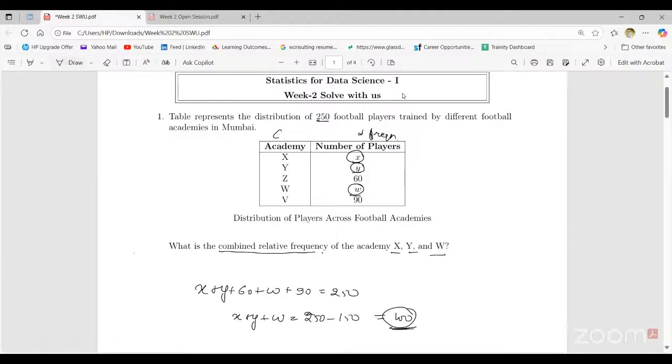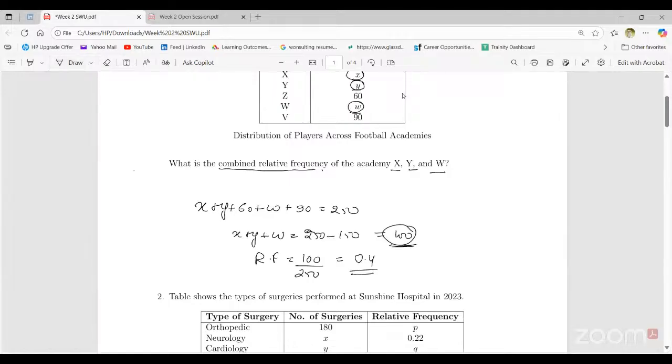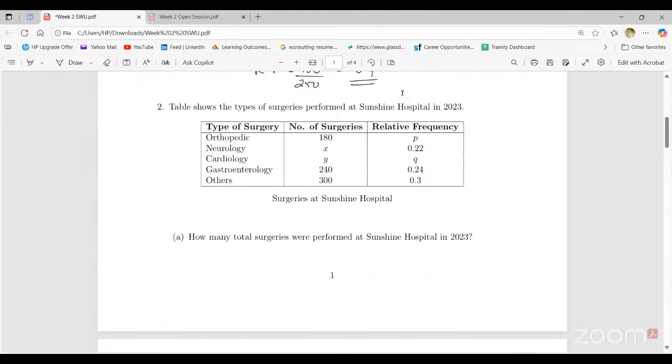Now, can we calculate the relative frequency? What will be the relative frequency? Relative frequency is the frequency divided by the total frequency. This will be equal to 0.4. Is the question clear? Yes, ma'am. Always read the question carefully. Now, the second question. Shall we move to this question now? Everyone? Yes, ma'am.